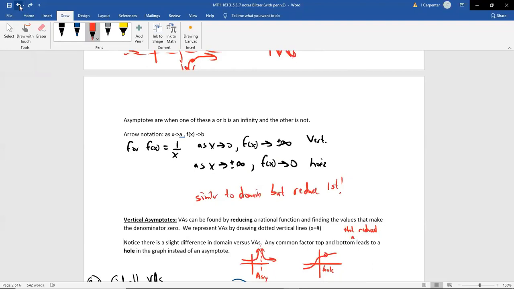So vertical asymptotes are found by factoring, reducing, and then setting the bottom equal to 0. Anything that factored and reduced out, you call that a hole instead.